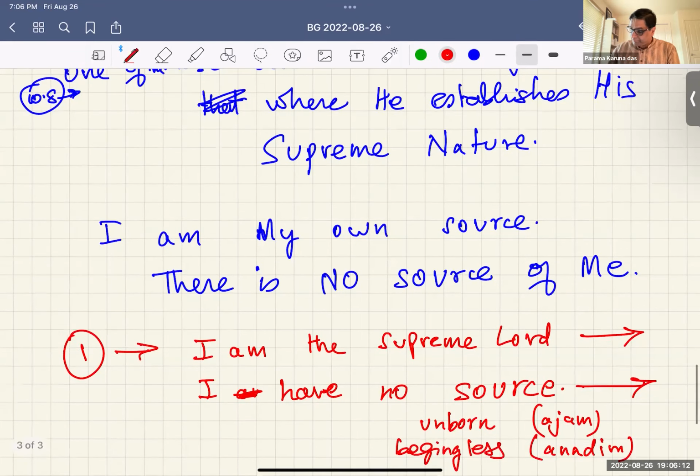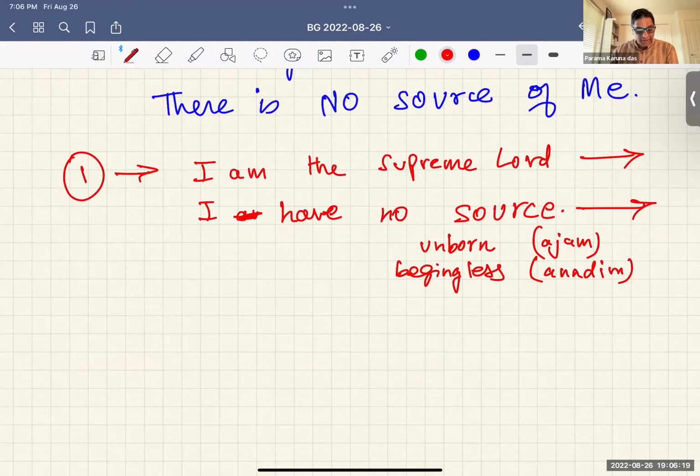Yo mam ajam anadim cha veti loka maheshwaram asammudha sa martyeshu sarva papaihi pramuchyate. Another concept is being introduced, that among the martyeshu, meaning those who are subject to death, mrityu. We are all the living entities in the material world are subject to death. Asammudha cha, they rise above.